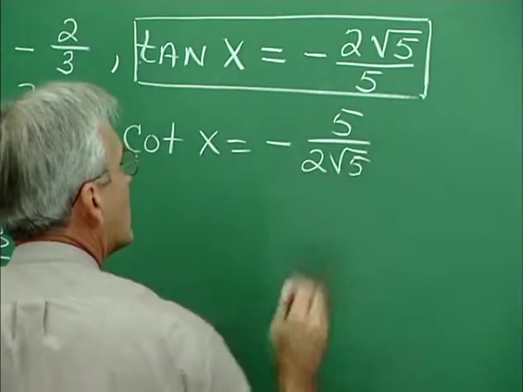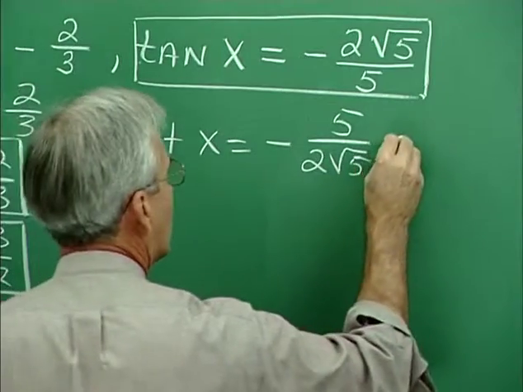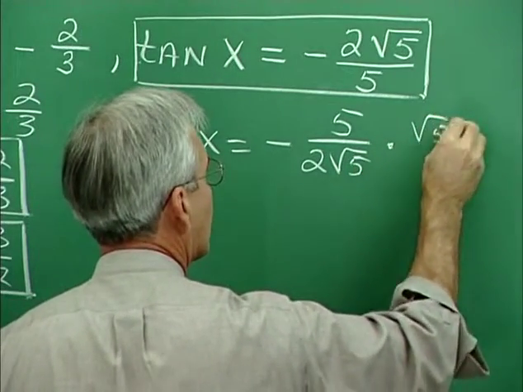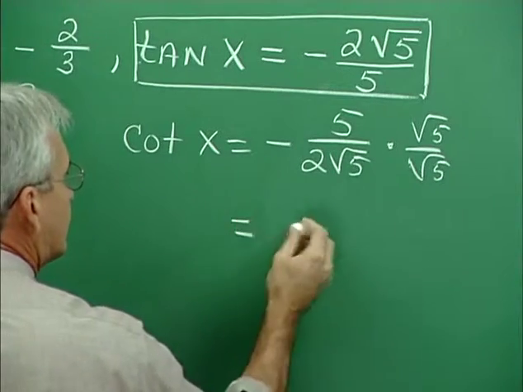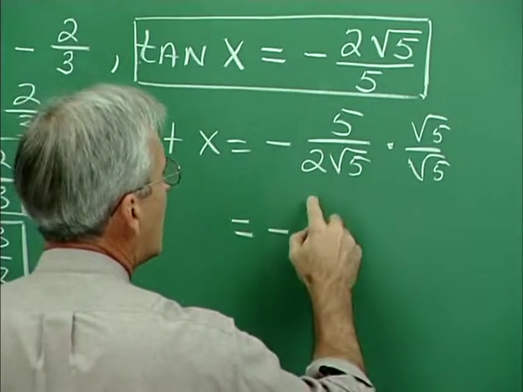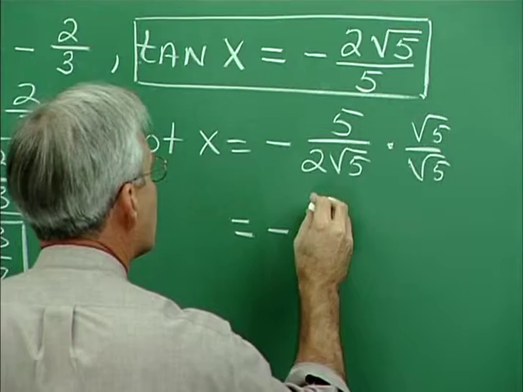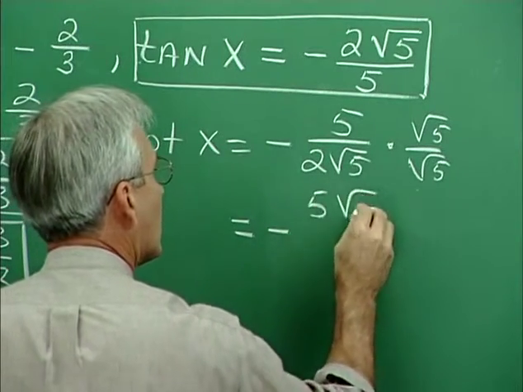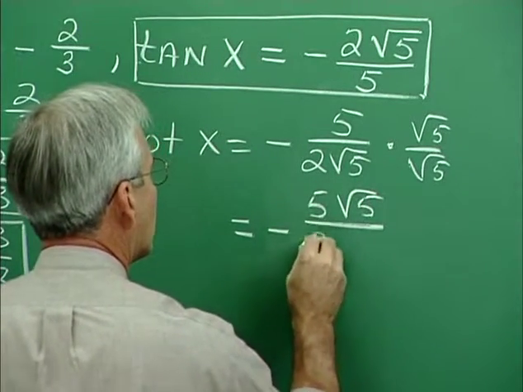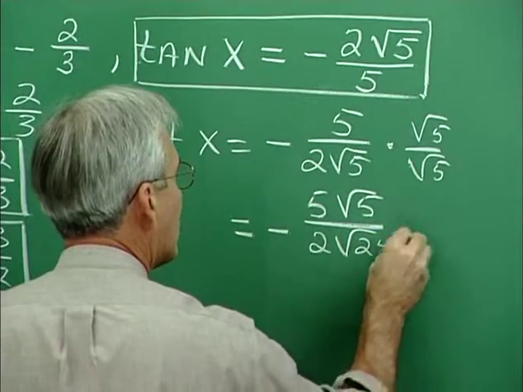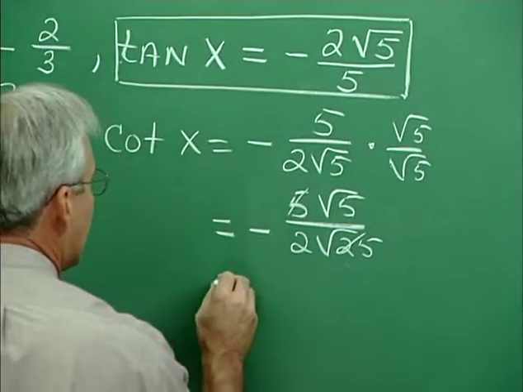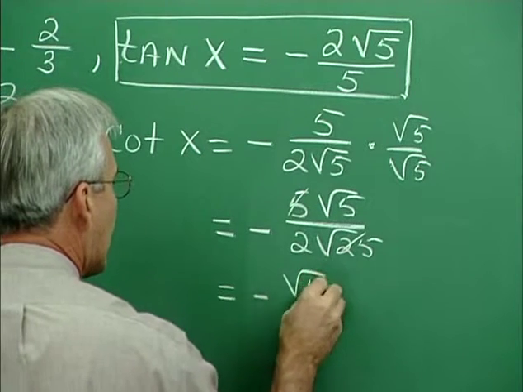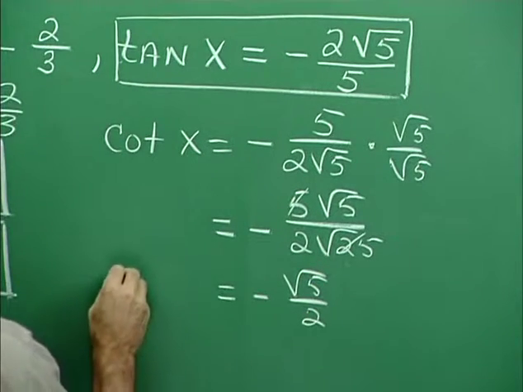We had a similar situation in the previous problem. If I multiply here by root 5 over root 5 in order to rationalize, then I'll have, let's see, negative. Now, let me show all the steps here. This is 2 times the square root of 25, which is 5, and this goes out with that. So we have negative root 5 over 2 for cotangent.